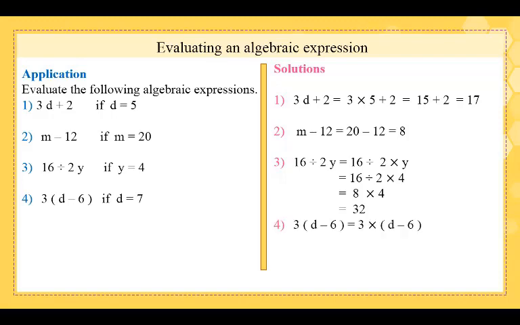Number 4, 3 into d minus 6. That means 3 times, between parentheses, d minus 6. Substitute d by 7 to get 3 times, between parentheses, 7 minus 6. We should do the operation between parentheses first. So 7 minus 6 is 1. 3 times 1 equals 3.